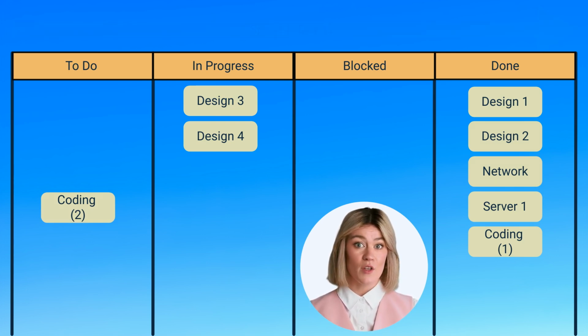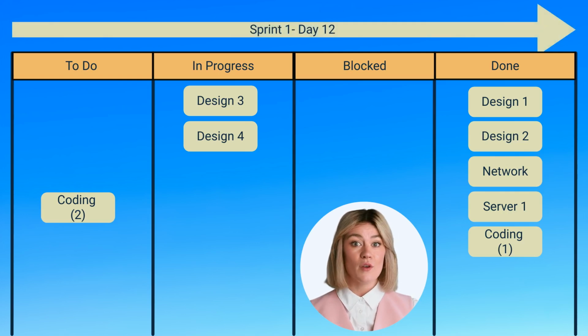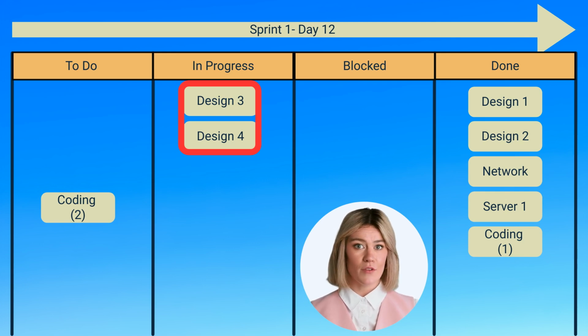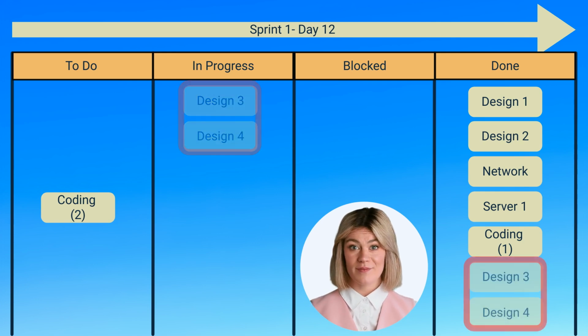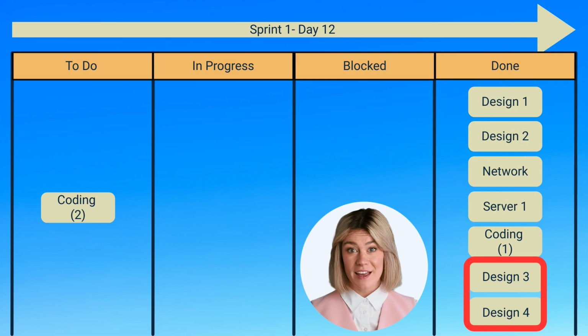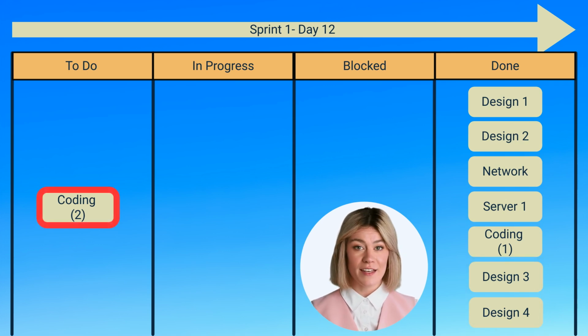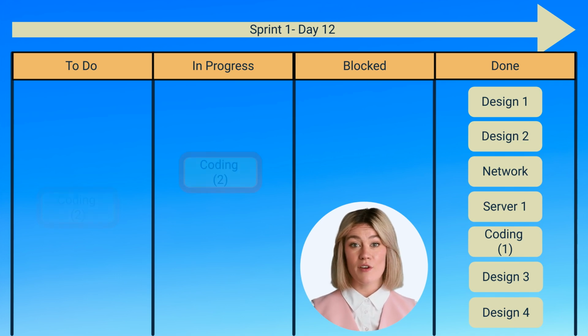And here we are on day 12. There have been no status changes since day 9, as the design team members were busy working on their work packages. However, they were completed just before today's Scrum stand-up, so we can now move them into the Done column. Now the design is ready, we are ready to start our last activity in this sprint. So let's move the coding work package into the In Progress column and the software coders can now get to work.